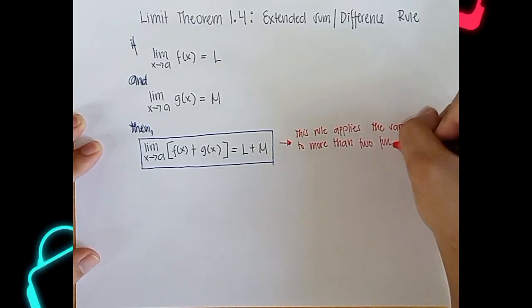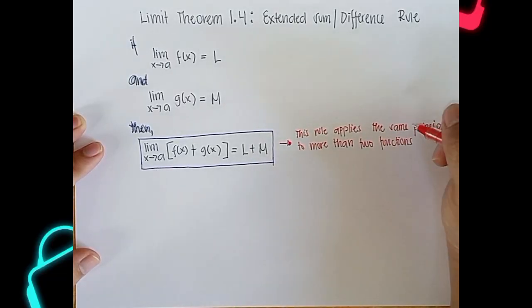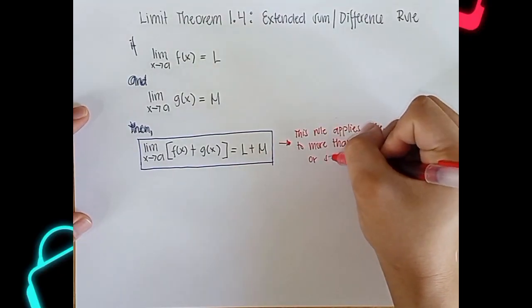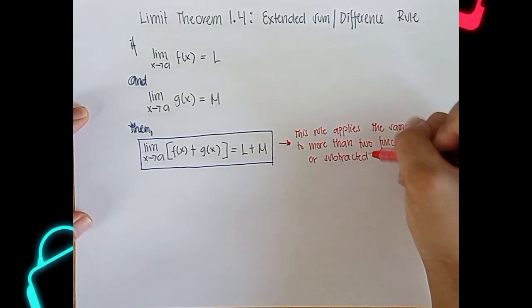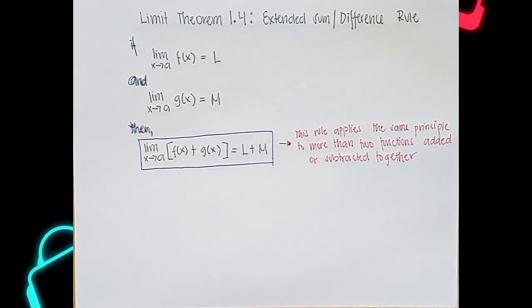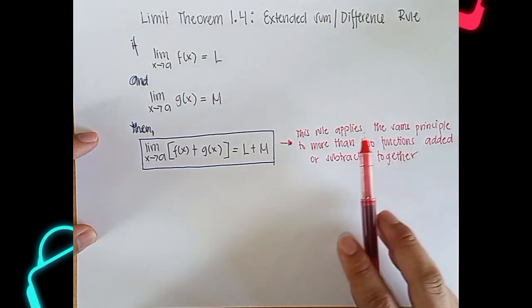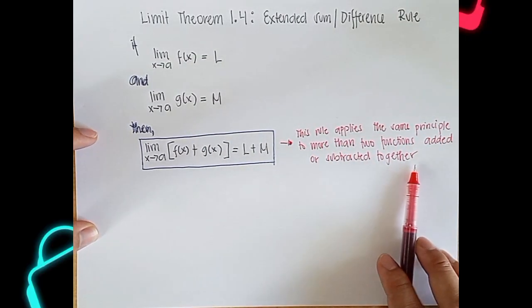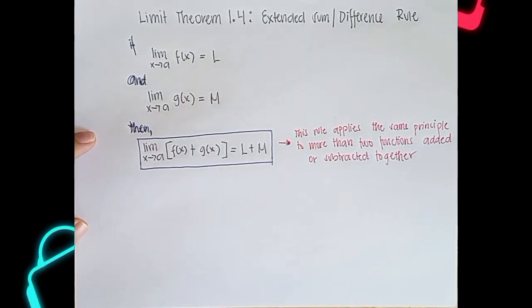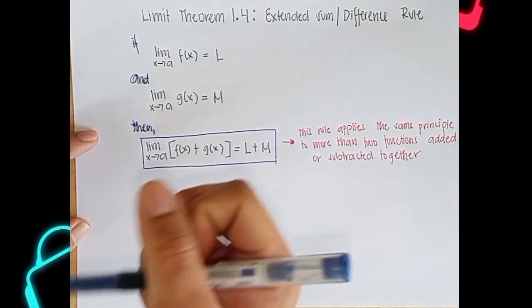So what does this mean? If you have a limit of a sum of several functions, say 3, 4, or even more, you can take the limit of each part separately, then add them all together. As long as each individual limit exists, you are allowed to split the big expression into smaller, manageable pieces. So remember, when dealing with a sum of many functions, this rule lets you take it one step at a time.